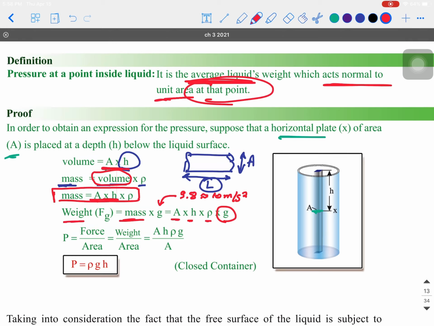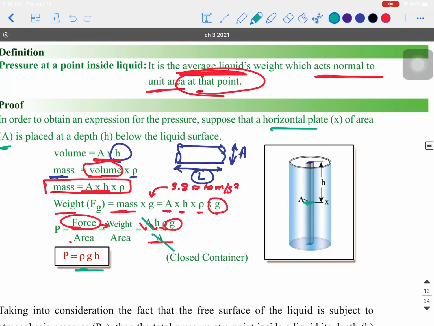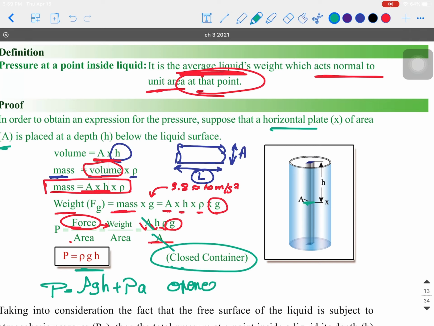Knowing that the pressure is the force acting on a unit area, and the force comes from the weight of the liquid divided by the area, then the pressure must equal A times H times rho times G over A. Simply, we can simplify this equation to find that the pressure equals rho G H in case of the closed container, and in case of the open container, we have to add the atmospheric pressure, of course.